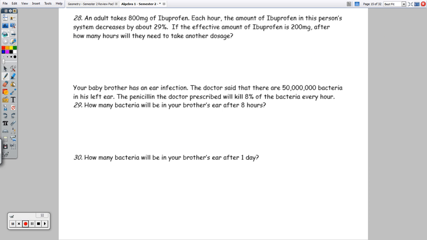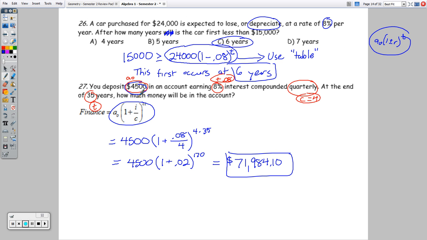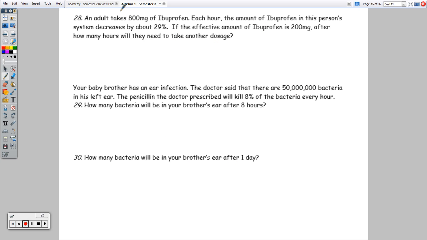28. We're going to still use that idea, either this one here or this one here. We're going to use those for these next equations. An adult takes this much ibuprofen, that's my initial value, and then each hour the amount of ibuprofen in this person's system decreases by about 29%. So if it's decreasing by that, this is going to be an R value, a ratio value of negative 0.29. And we're trying to figure out this effective rate. We want this to basically be our Y value, our total value. After how many hours will they need to take another dosage? So we're looking for when this is true.